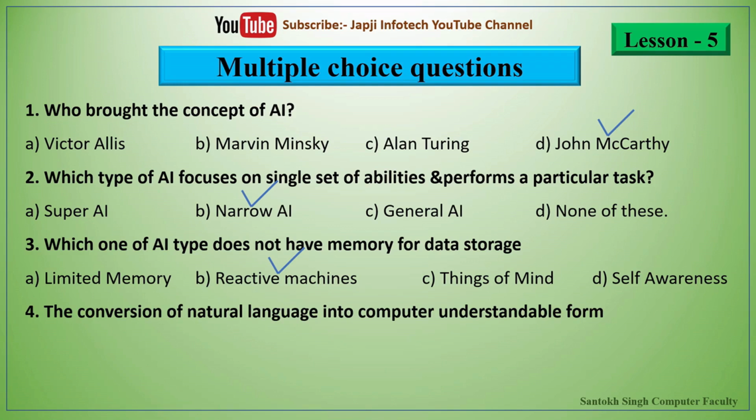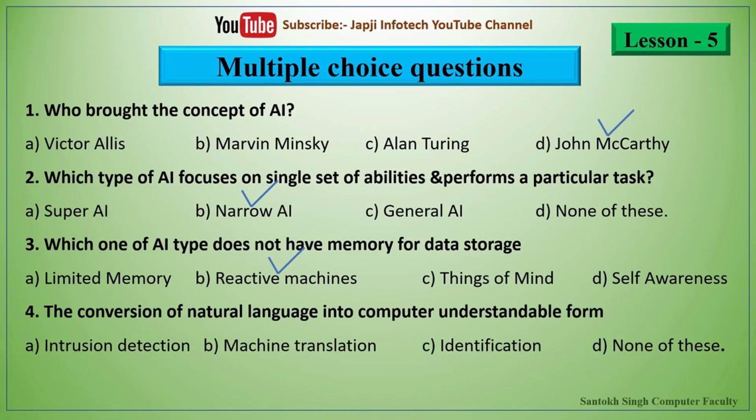And the fourth one is, the conversion of natural language into computer understandable form. And the options are intrusion detection, machine translation, identification, or none of these. And the right answer is the conversion of natural language into computer understandable form is called machine translation.